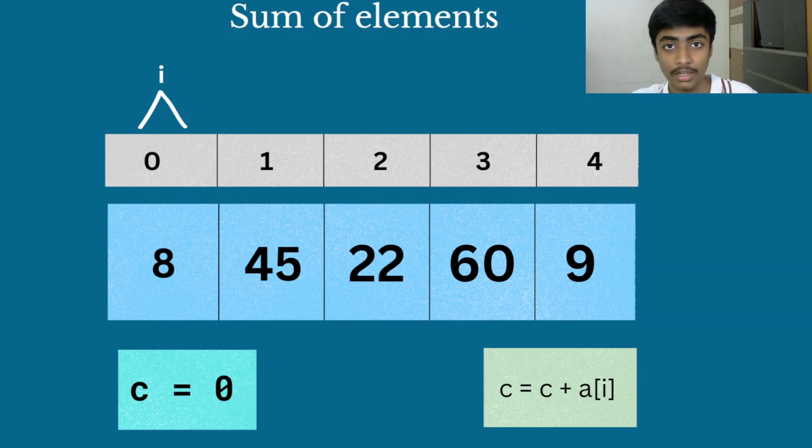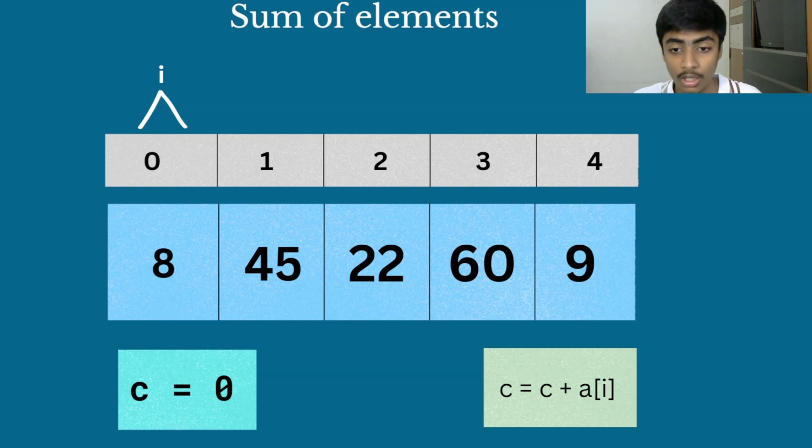I made an iterator I basically to store each element, and on the bottom left, I made a variable called C, which is initially set to 0. Now C is usually called a counter variable. In this case, I'm counting the sum of all my elements in my array.